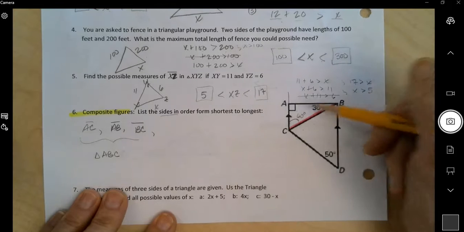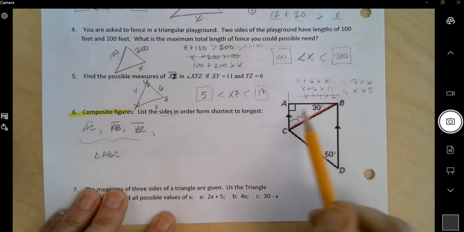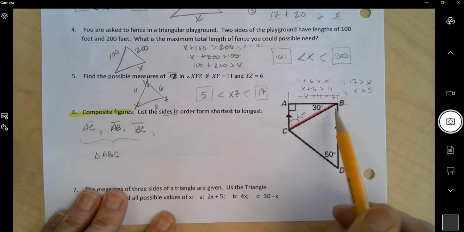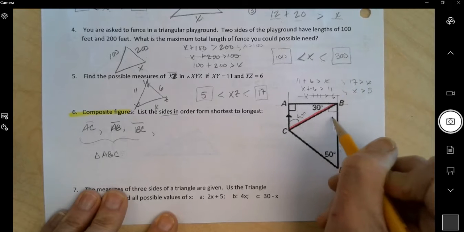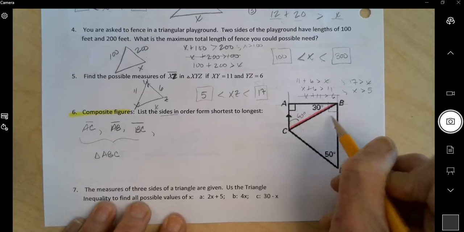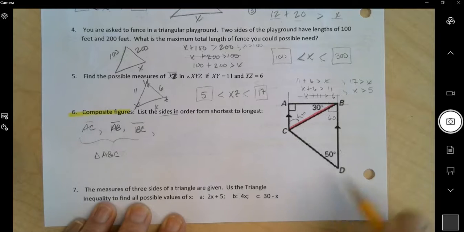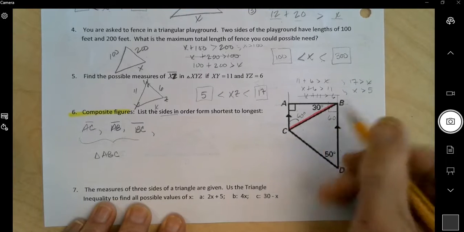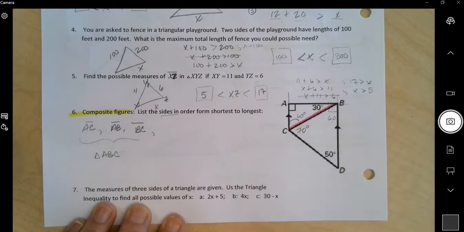Since these lines are parallel, these angles are going to be supplementary. Since this is perpendicular, so will this one. So what's this angle measure here? 60. If this is 60 and this is 50, what's missing here? 70 degrees.